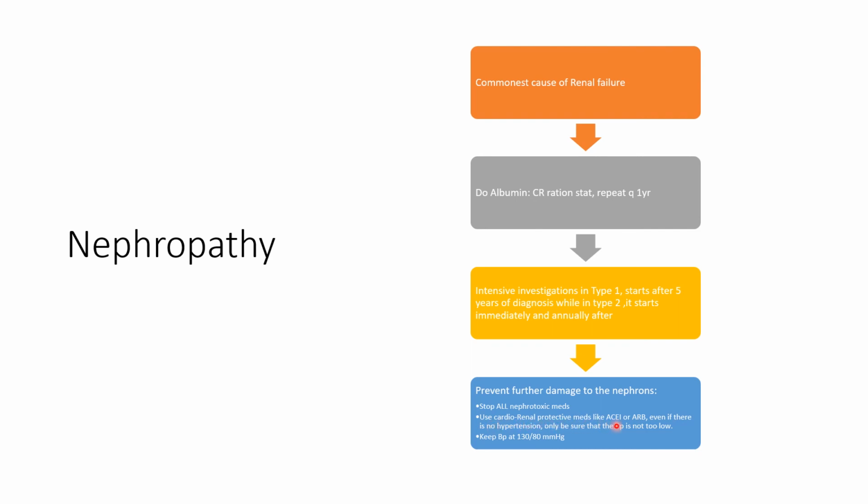medications like angiotensin converting enzyme inhibitors like ramipril. But if there is hypersensitivity to that, you can change to angiotensin receptor blockers, even if there is no hypertension. That is now the rule. But we should be careful that the BP is not too low. We must keep the blood pressure at 130 over 80 millimeters of mercury. That is the goal of blood pressure in diabetic adults.